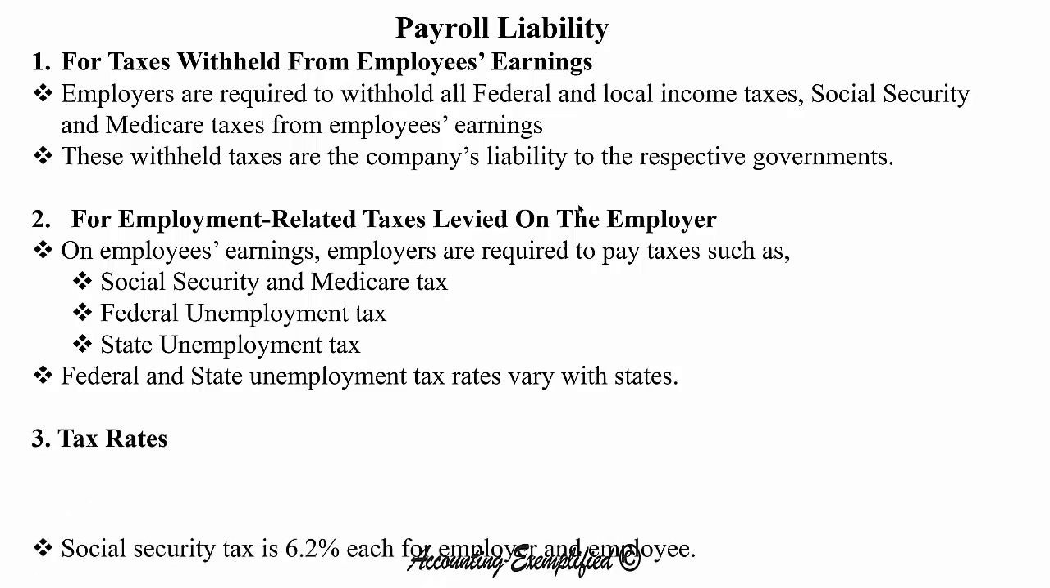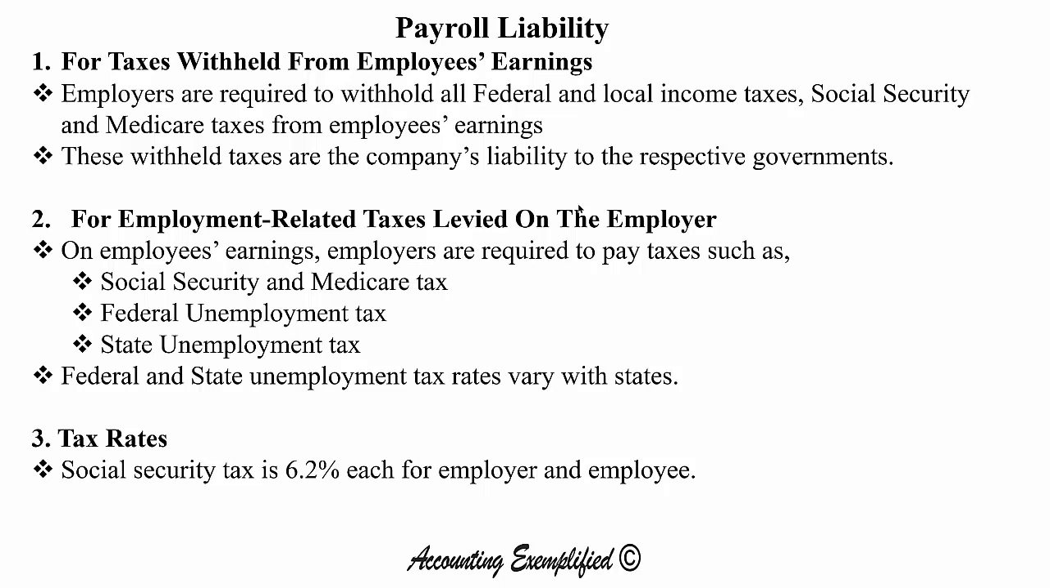Now, the tax rates. First, the Social Security tax is 6.2% each for employer and the employee. What it means is the employee has to pay 6.2% of the Social Security tax on their earnings, and that will be withheld by the employer. And the employer also has to pay 6.2% Social Security tax on the employee's earnings.